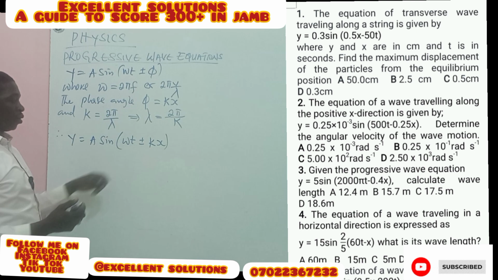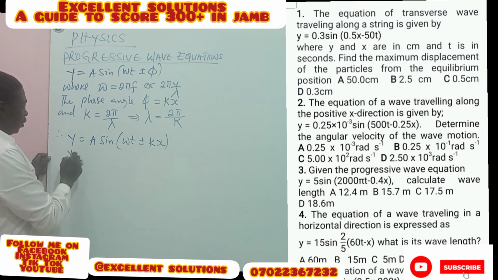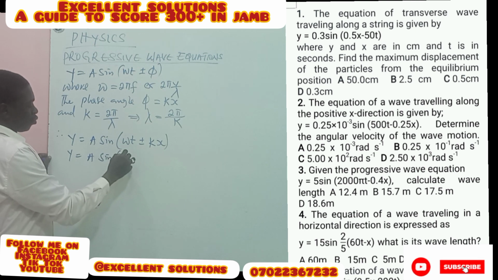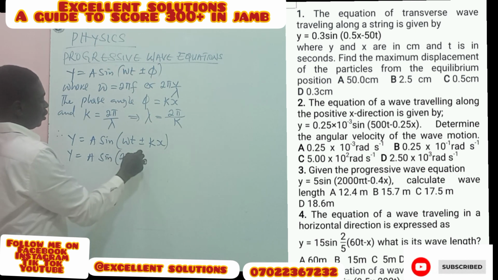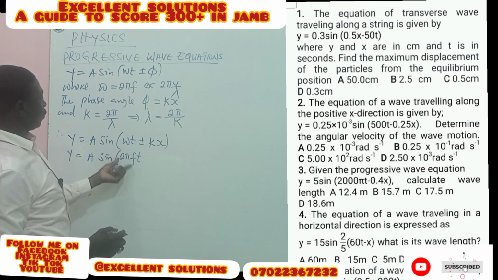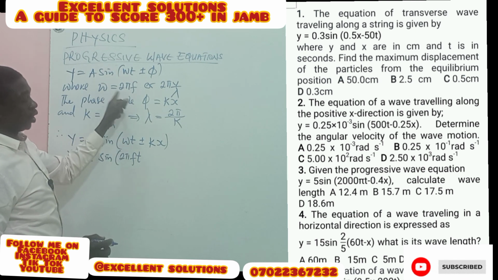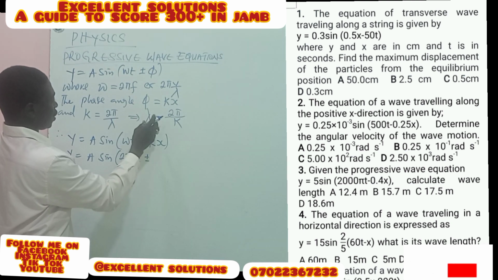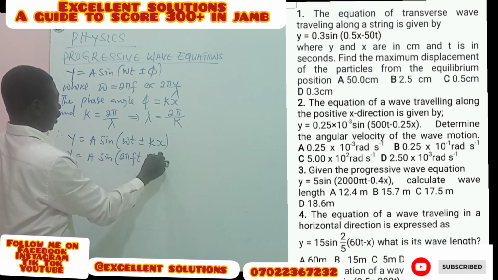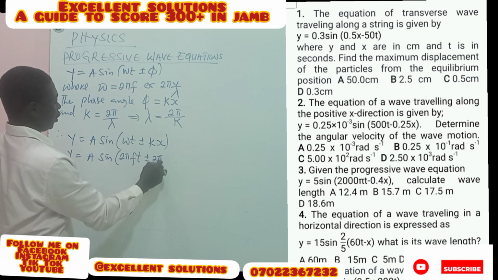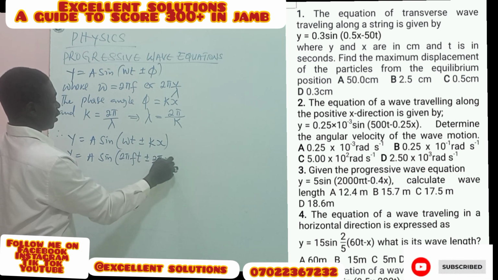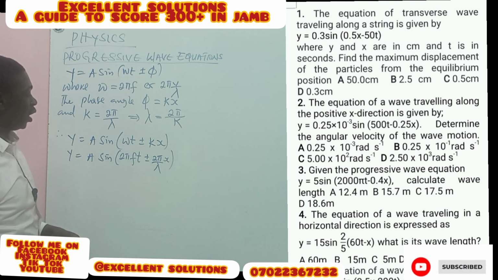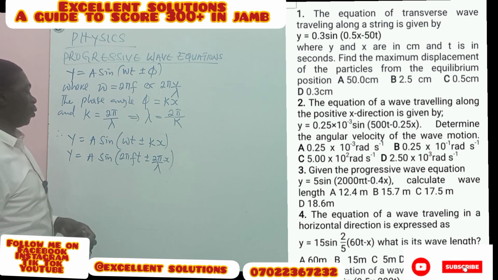and this omega is equal to 2 pi f, we are now going to have y equal to a sine 2 pi f t. This 2 pi f comes from this omega, where we say omega is equal to 2 pi f here, and plus or minus this k, we said is 2 pi upon lambda, and we have this x. So y is equal to a sine 2 pi f t plus or minus 2 pi x upon lambda.